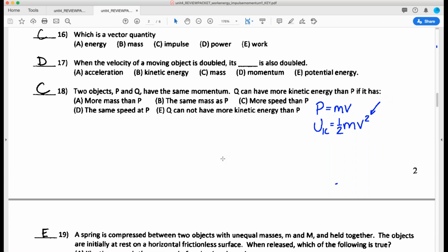Q can have more kinetic energy than P if, so let's compare the energy of Q and the energy of P. This is ultimately what we're saying. Let's compare these two energies. So we're going to have 1/2 the mass of Q times the speed of Q squared, and we're going to set that equal to 1/2 the mass of P times the speed of P squared.